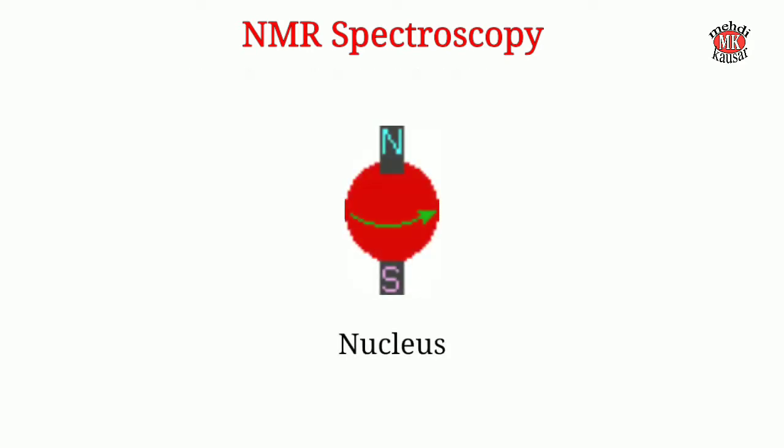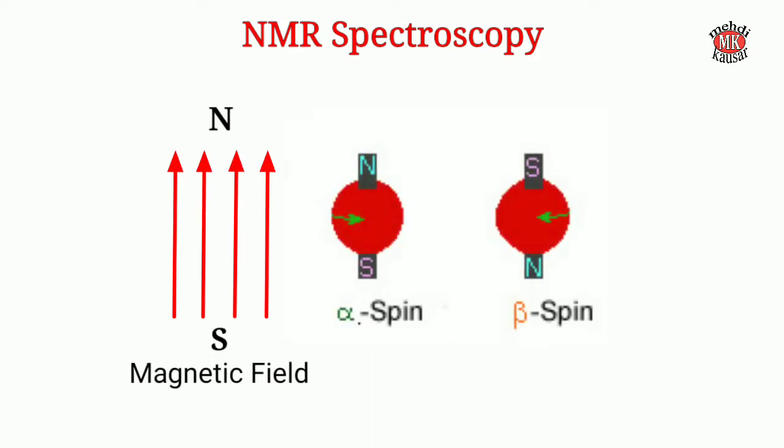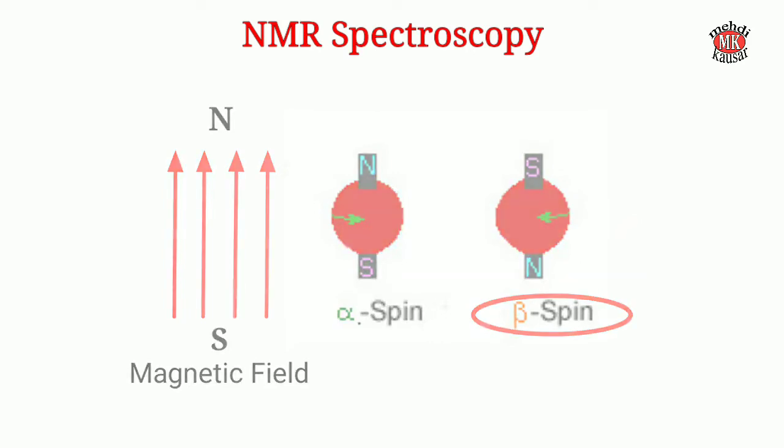We know that due to the spinning property, a nucleus possesses a spin magnetic moment and it behaves like a magnet. In the presence of an external magnetic field, if this magnet aligns itself in the direction parallel to that of the external magnetic field, then the spin of the nucleus is called alpha spin. On the other hand, if the nucleus aligns itself in the direction opposite to that of the external magnetic field, then the spin of the nucleus is called beta spin.